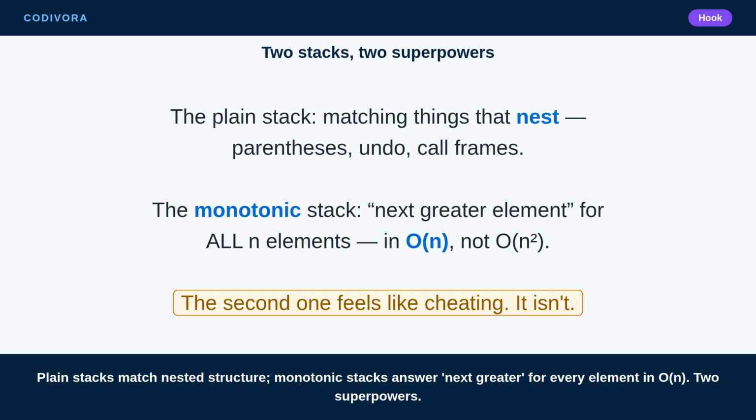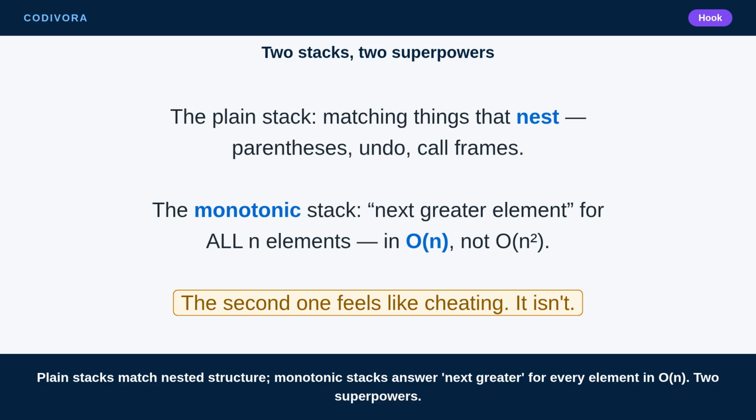Let's cover stacks, and there are really two superpowers here. The plain stack handles anything that nests. Matching parentheses, undo histories, call frames, last in, first out mirrors nesting perfectly. And then the monotonic stack, the trick that answers next greater element for every element in a single O(n) pass, where a naive approach is quadratic. Daily temperatures, stock span, largest rectangle in a histogram, they all fall to it. It feels like cheating. It isn't.